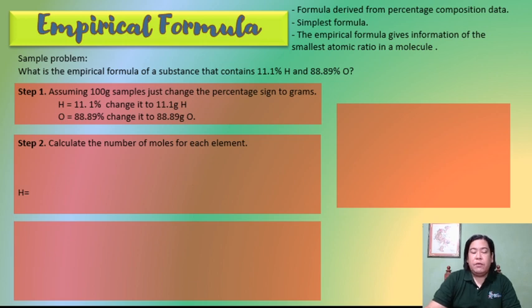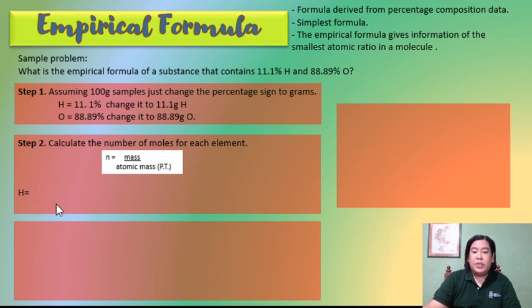How to compute for the number of moles? The number of moles is computed as n is equal to mass over atomic mass. The mass is the mass from step 1, the percentage changed to grams, divided by the atomic mass. For the atomic mass value, you simply consult your periodic table to get the atomic mass of the elements given in our sample problem.